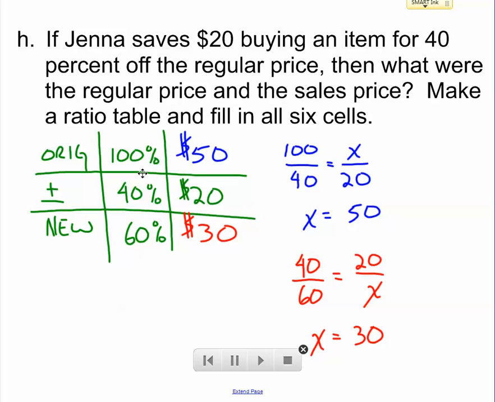Okay, so once we know a couple of these items in the ratio table, we can know all the items in the ratio table. It's just a matter of what they're asking. And this time they were asking us the regular price, which is $50, and the sales price, which is $30.